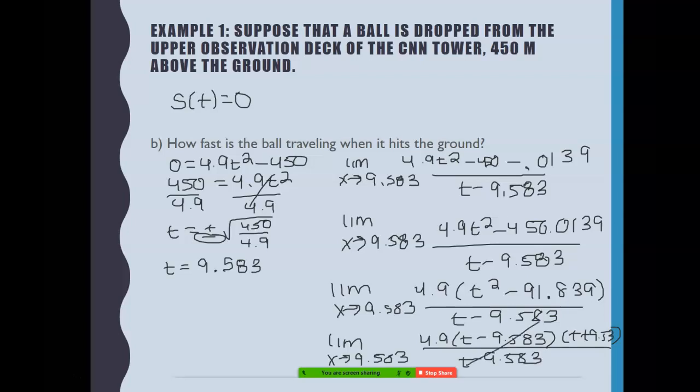So they cancel. And then you're left with the limit as t approaches 9.583 of 4.9 times (t plus 9.583), which gives 4.9 times (9.583 plus 9.583), which gives a velocity of 93.916 meters per second.